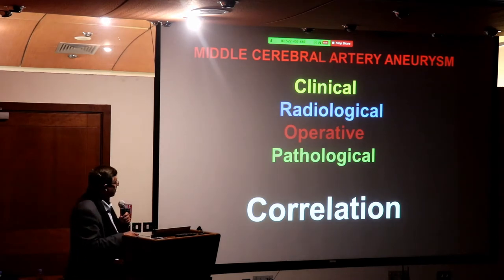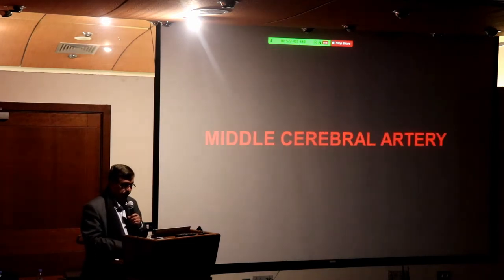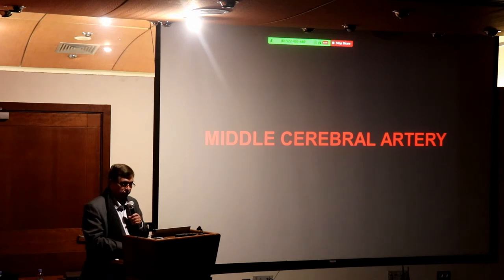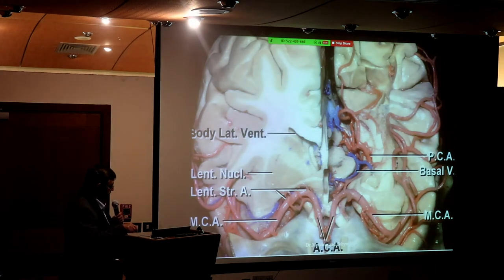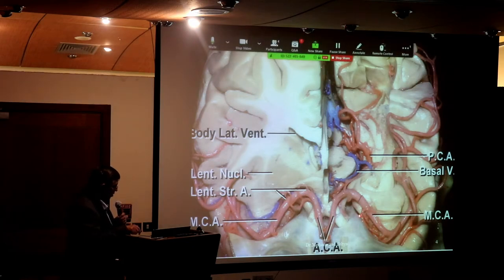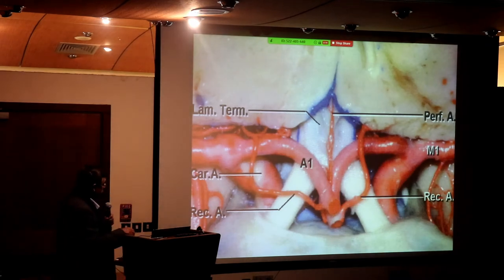The topic for tonight is the middle cerebral artery aneurysm: the clinical, radiological, operative, and pathological correlation. So let's look at the middle cerebral artery. The middle cerebral starts here at the bifurcation of the carotid artery into anterior cerebral and middle cerebral. So this is the middle cerebral on this side, which is the right side, and the middle cerebral on the other side. And here it is inside the Sylvian fissure. The carotid will divide into anterior cerebral A1 and middle cerebral.